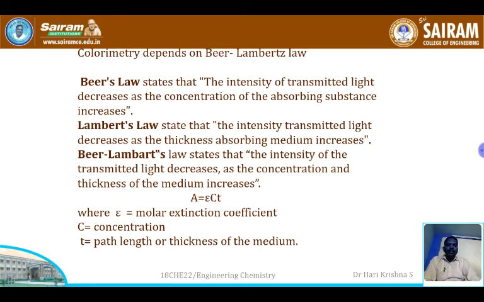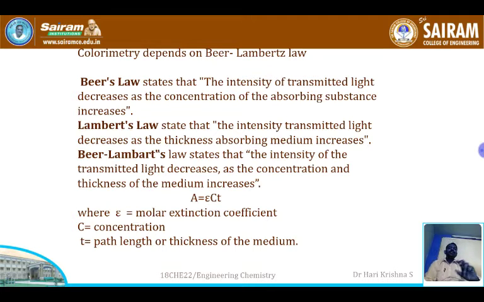The colorimeter mainly depends upon Beer-Lambert's law. Beer and Lambert both were working separately on light, the intensity of light, and how it affects the substances if they vary the intensity of the light. Beer proposed a law which states that the intensity of the transmitted light decreases as the concentration of the absorbing substance increases. Similarly, Lambert proposed a law which states that the intensity of the transmitted light decreases with thickness of the absorbing medium. So in both laws, one thing is common: the intensity of the transmitted light.